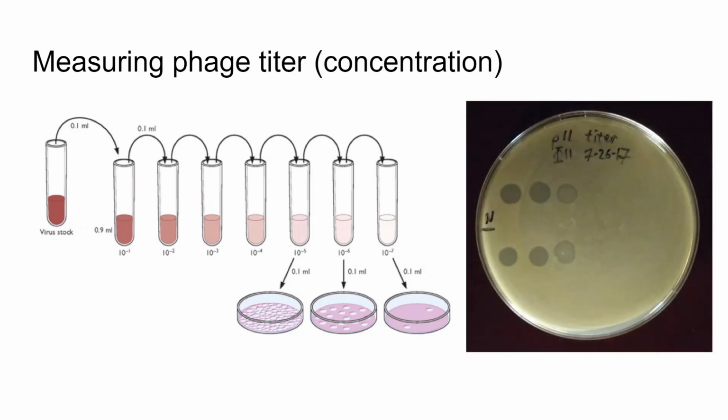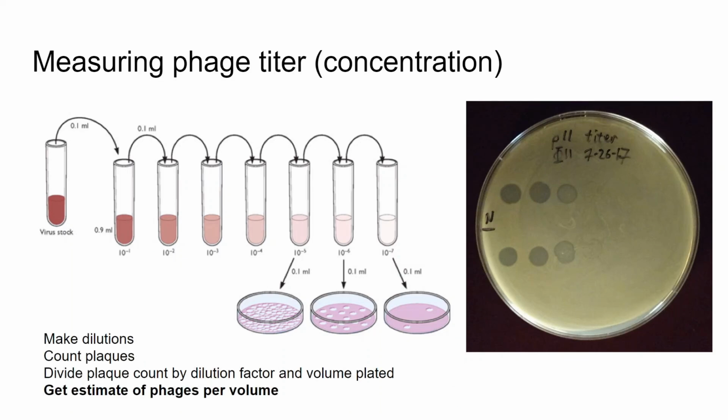On the right is the result of one of my experiments. Instead of plating volumes on individual plates, I've put spots of different dilutions on the same plate. I get to a point where there are countable dilutions. Once I've counted the plaques, I divide that plaque count by the dilution factor and the volume plated to get an estimate of phages per volume.